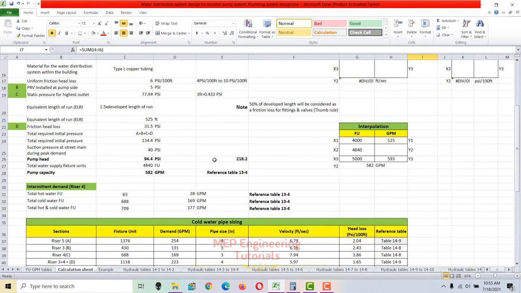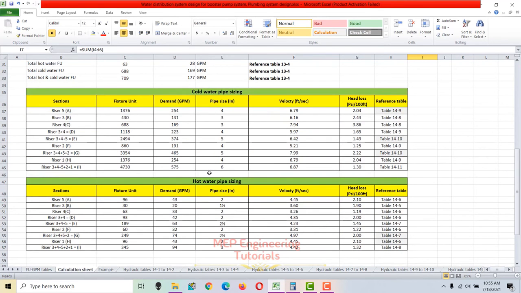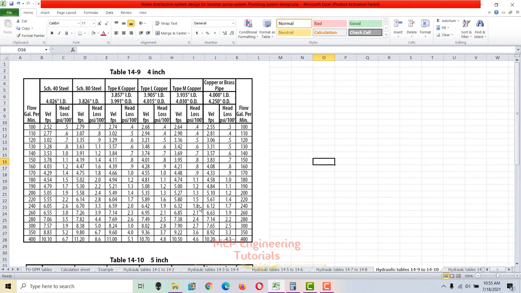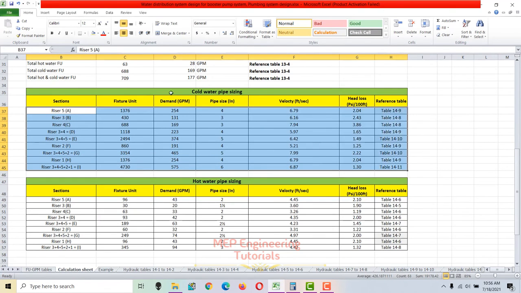So now the next step is we have to go for the cold and hot water pipe sizing, and I'm going to use the hydraulic tables to calculate the cold and hot water pipe sizing. You can see that these hydraulic tables, there are a total of 12 hydraulic tables which I'm going to use. So let's go to the calculation sheet and let me show you for any riser how to calculate the pipe size.